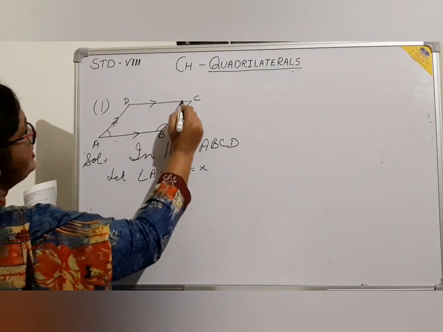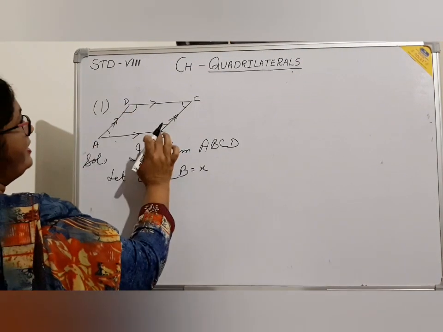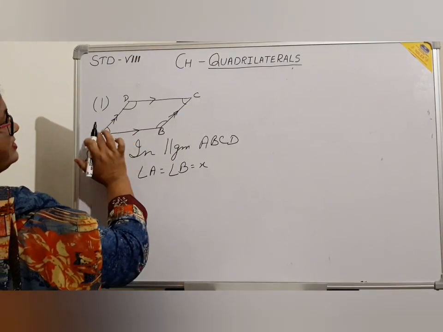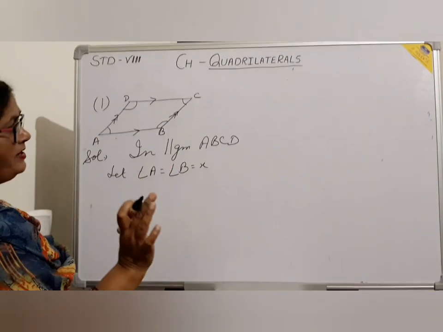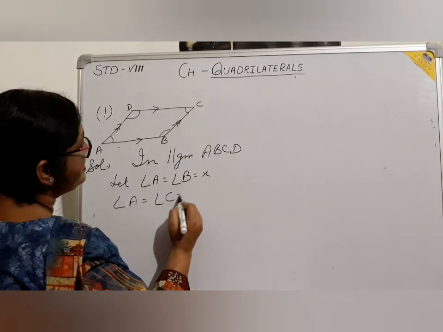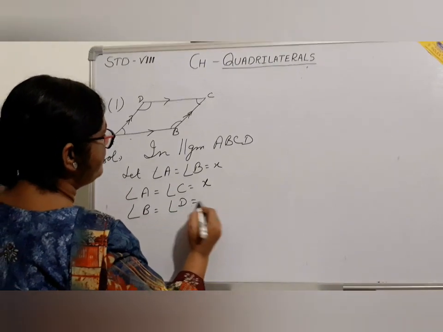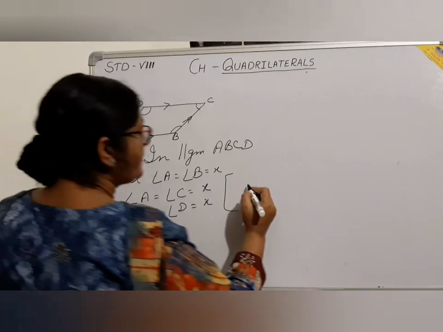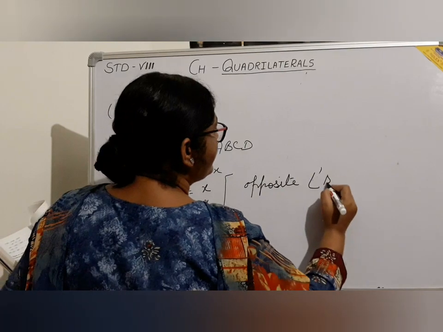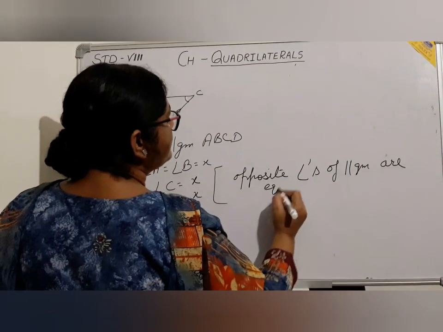Angle A, angle B, angle C and angle D. We know angle B is equal to angle D and angle A is equal to angle C. Why? Because opposite angles of a parallelogram are equal. Means angle A is equal to angle C is equal to X, and angle B is equal to angle D, also X. Reason: opposite angles of a parallelogram are equal.